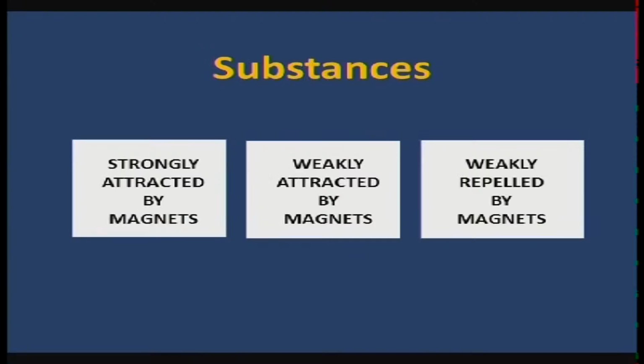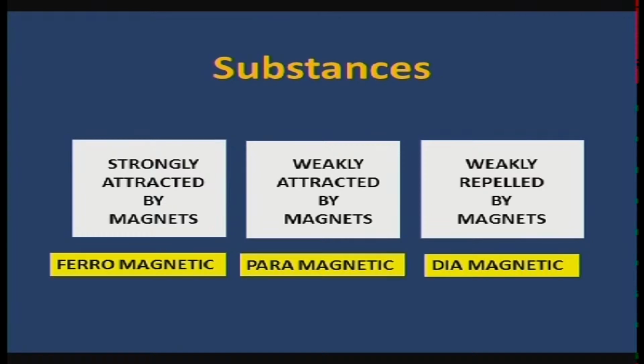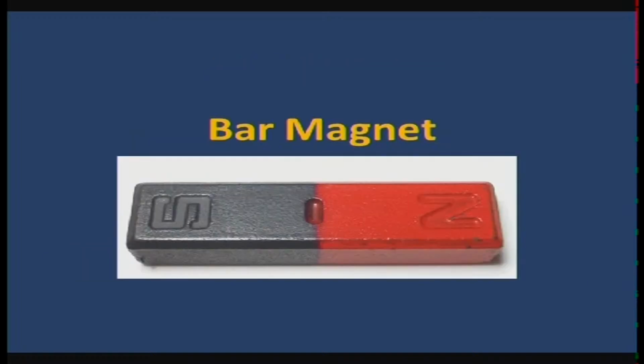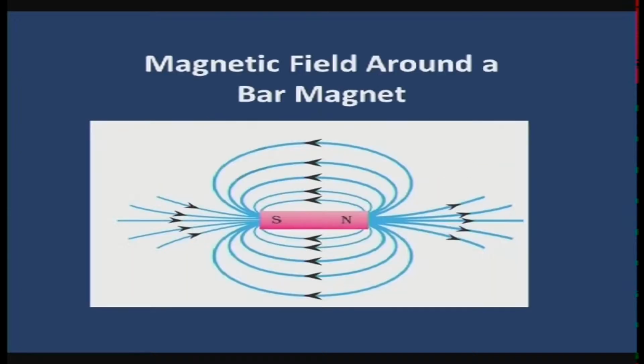We have seen that substances are categorized into three based on how they interact with magnets. Those which are strongly attracted by magnets are called ferromagnetic substances. Those which are weakly attracted by magnets are paramagnetic substances, and those which are weakly repelled by magnets are diamagnetic substances.